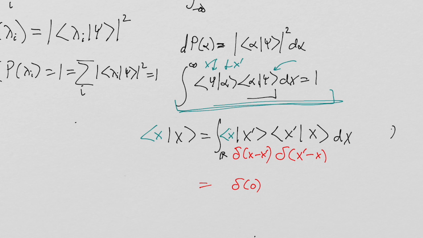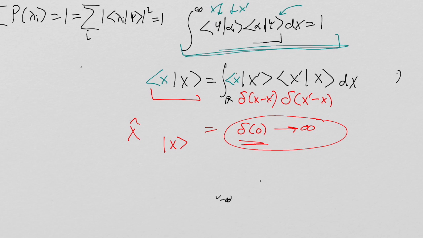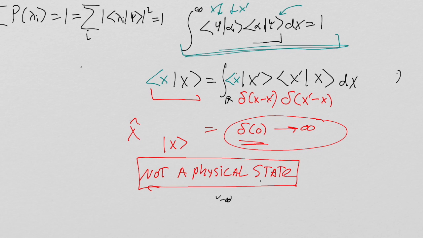And this delta of 0 is infinity, right? So this guy is not actually square integrable. It's a state eigenket of the position observable, but it's not square integrable. And this means that the literal ket x is not a physical state. And this will be true for all of the continuous kets. The ket of the momentum basis, not a physical state.